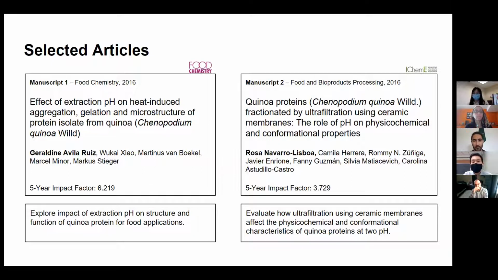In the second paper, it's the same thing, revolving around pH, except they have this treatment, which is the ultrafiltration treatment, in contrast to acid precipitation. So separation by size instead of separation by the isoelectric point.